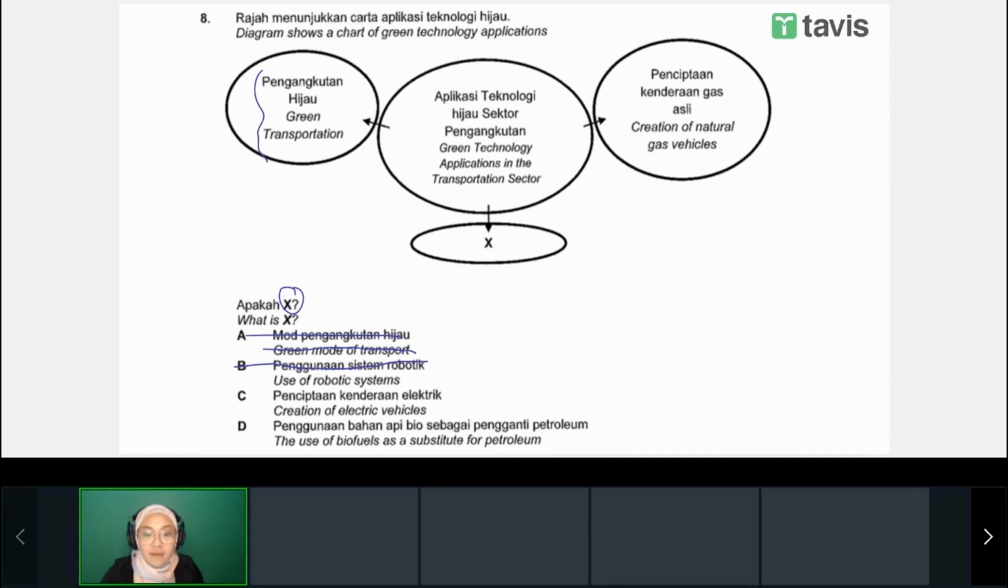Teacher, please remove it. C, the creation of electric vehicle, it can be right. Electric vehicle instead of the petroleum vehicle. D, let's see D. The use of biofuels as a substitute for petroleum. We do talk about biofuel to replace the petroleum and the diesel, right? So the correct answer is D. Now selesai.